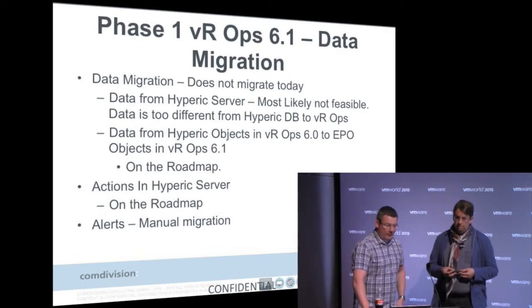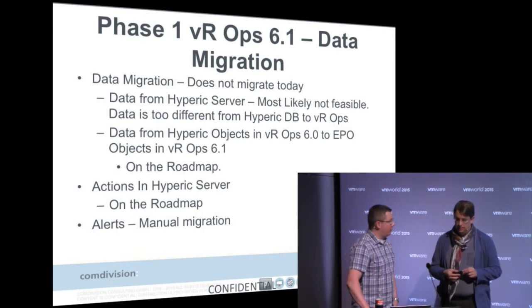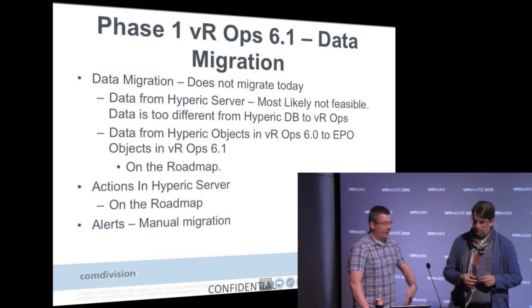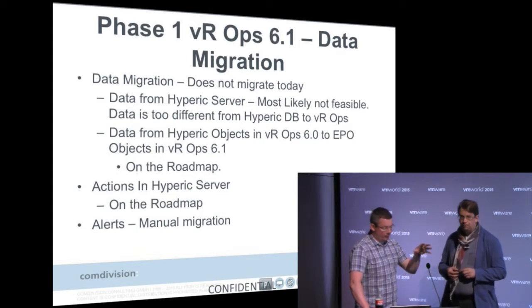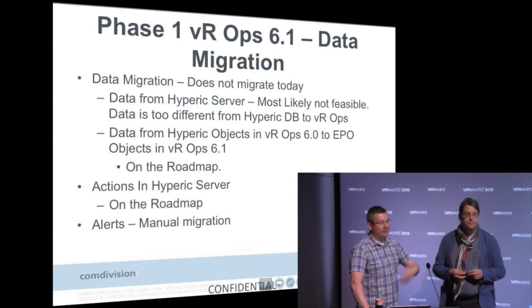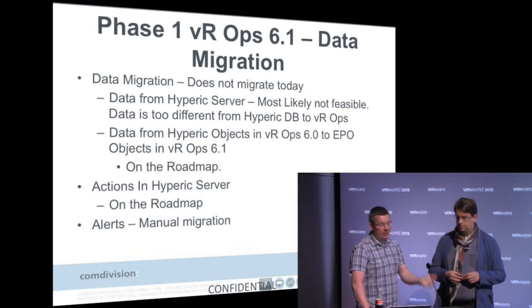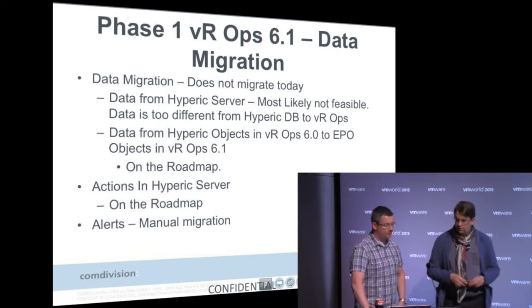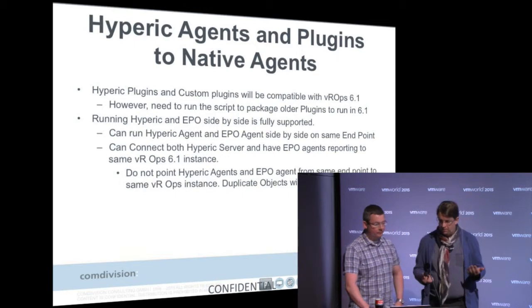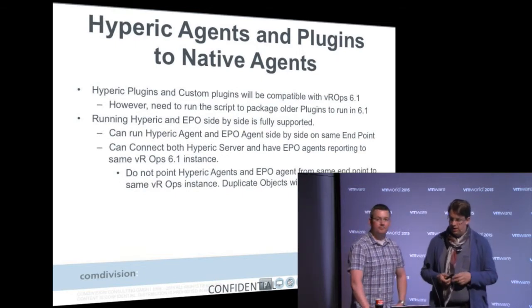On the roadmap, there are actions in the Hyperic server. That means you can directly from an alert or from your object trigger an action, with a script or whatever. This is on the roadmap, currently not implemented, but we will hopefully see it very soon in a further update. Great. So that's basically most of what you need to know about it.